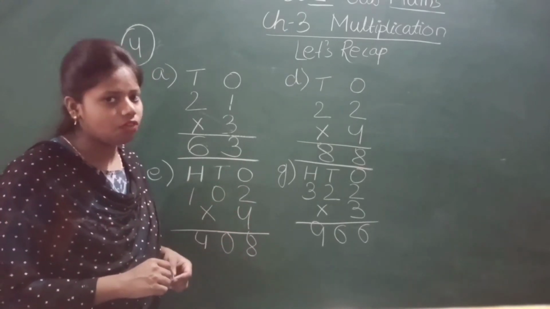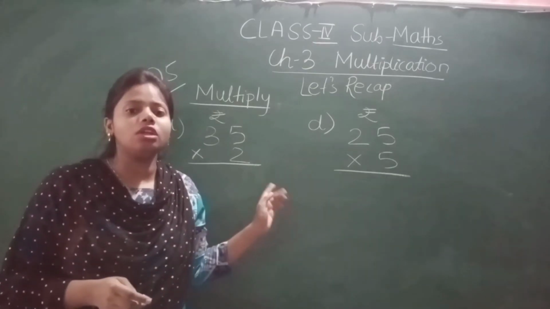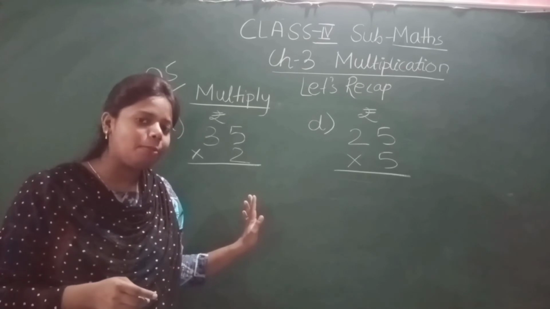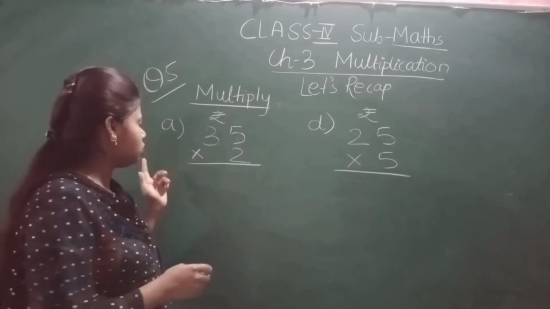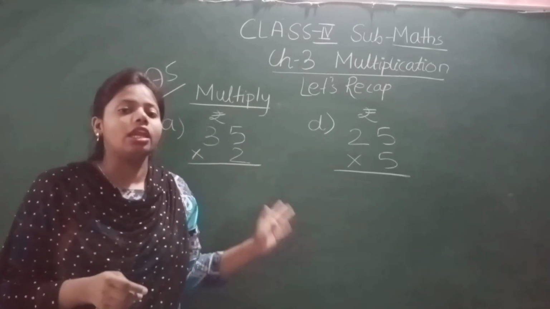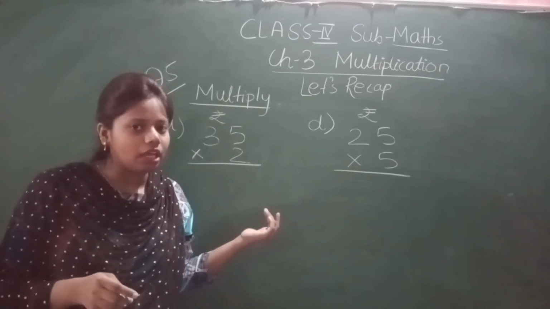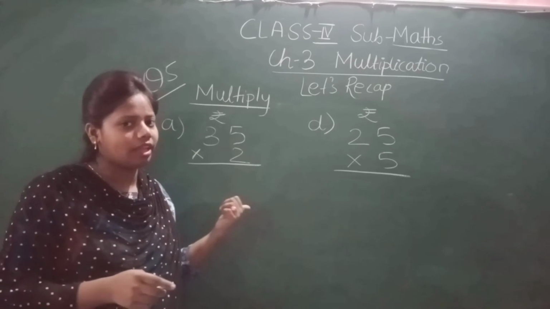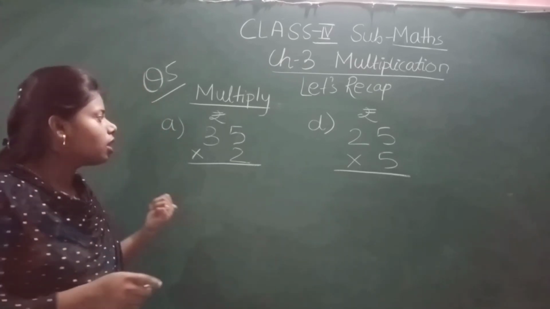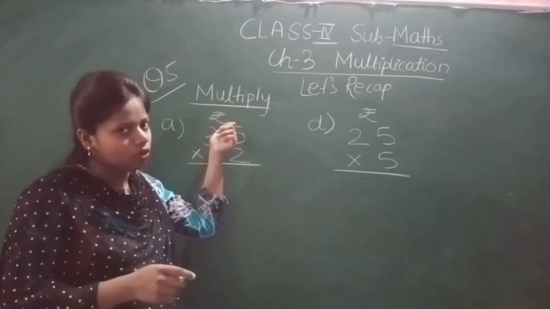Let's recap question number 5. Question number 5 is multiply. There were 4 questions. I have taken question number A and D. Now here we are going to do the carrying one. Before this we have done no carrying, nothing was there. Here carrying is there. Okay, now see, the rupees symbol you know already.